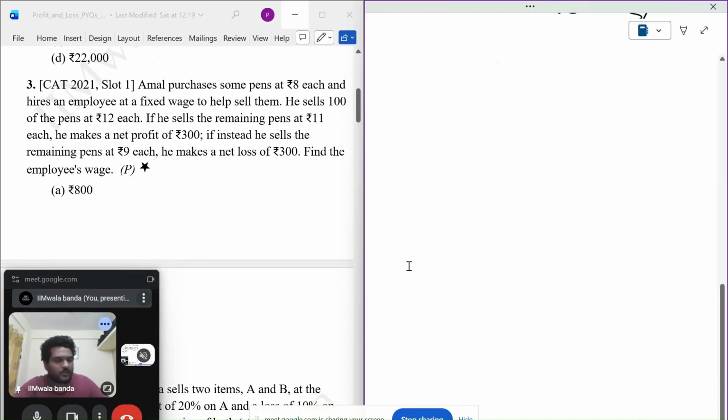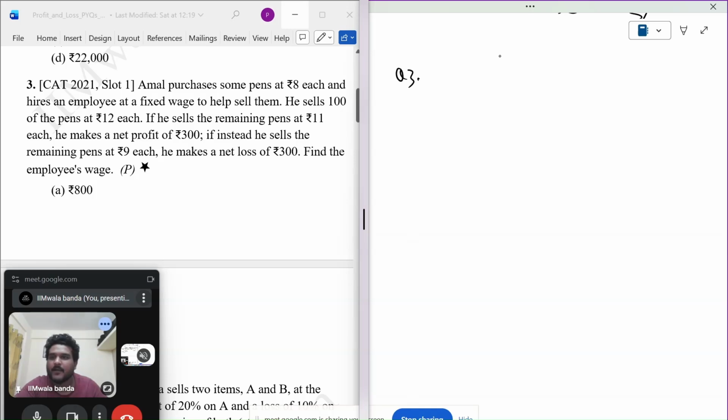Let's go. Question number 3. A purchases some pens at 8 rupees each and hires an employee at a fixed wage to help sell them. Okay. So basically, when you hire someone, you spend more money, so that will all become the cost price. He sells 100 of the pens at 12 rupees each. So this is what he's earned. This is the money that has come. And he purchased some pens at 8 rupees. Let's say he purchased X pens and he hired someone. So let's say he spent Y money on that wage.